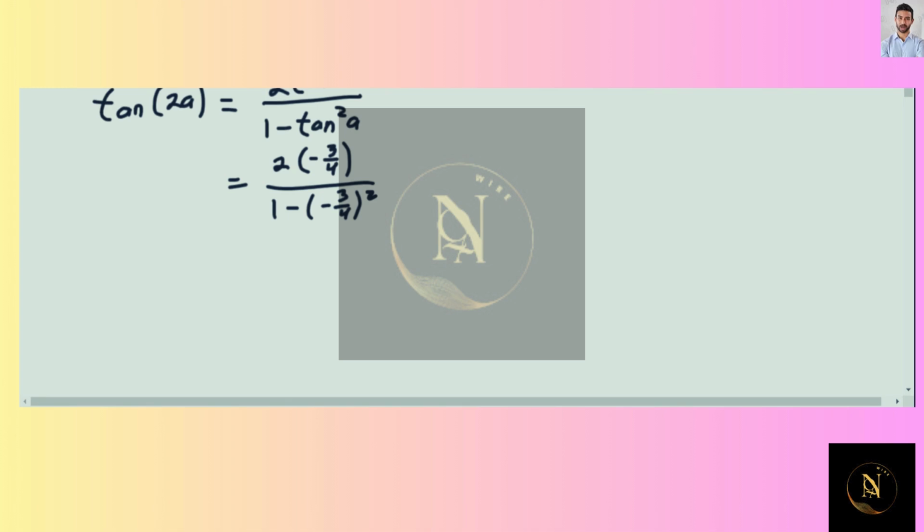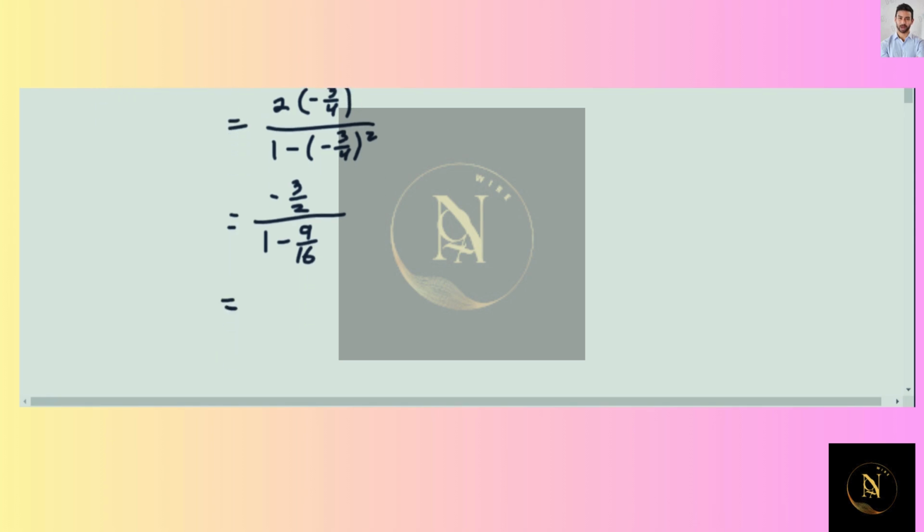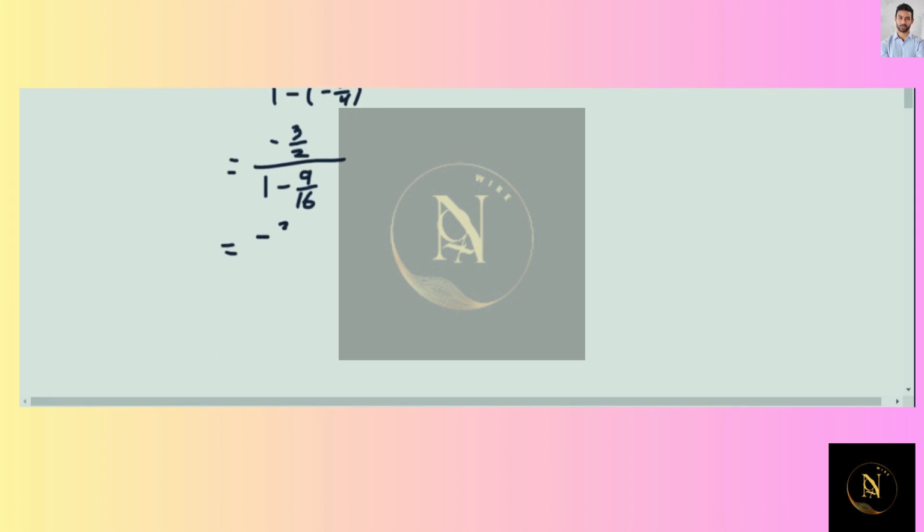And now we just need to simplify. Well, 2 times -3/4 is -3/2. For the denominator, when we square -3/4, that's going to give us 9/16. So now we're going to take our numerator, which is -3/2. That's going to stay as is. And then we have 1 minus 9/16, which is 7/16. So now we have to divide the two fractions. So we're going to do -3/2 divided by 7/16.